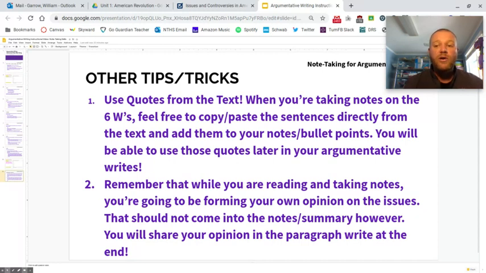You will share your opinion when you try to convince me which side is correct and which is incorrect in the argumentative write at the end, whether that's 1 paragraph, 3 paragraphs, 5 paragraphs, whatever the essay is at the end of the assignments. And that's where you will share your opinion. So the note taking is separate from where your opinion comes in.